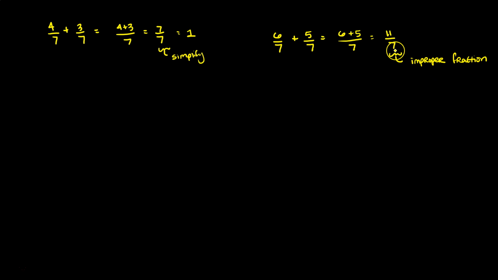Now, 11 out of 7. If I took 7 of those pieces and separated them off from the rest of the 11, that would leave 4 pieces in the proper fraction part. So I can take that 11 out of 7 and separate it into a whole set and the proper fraction.